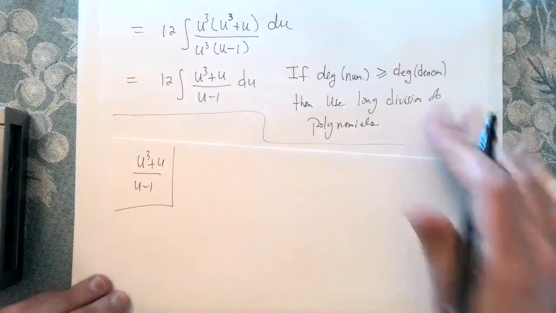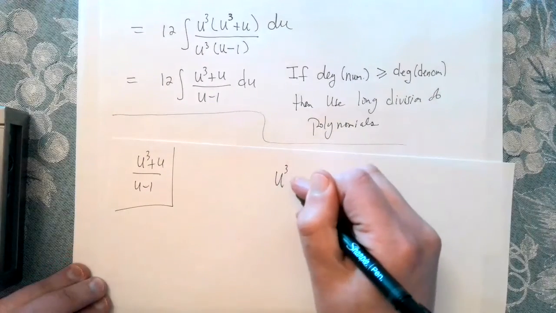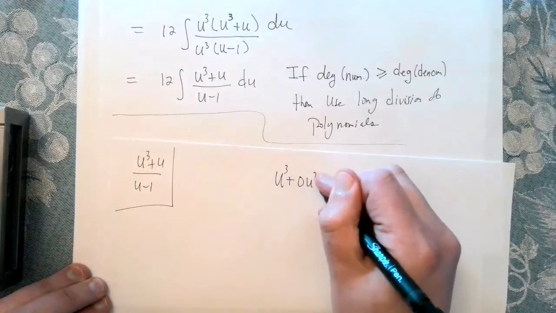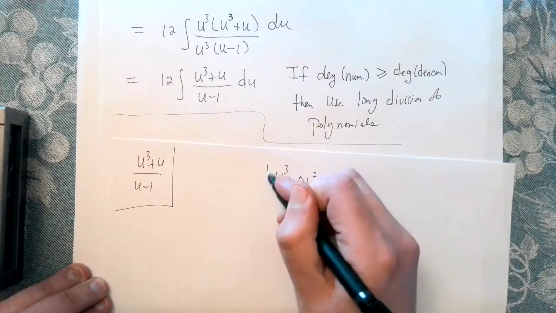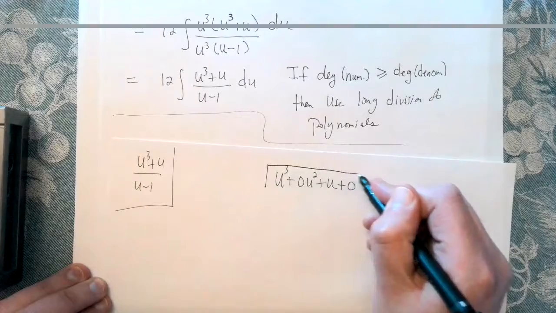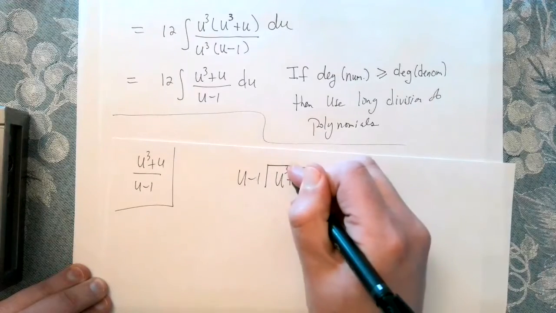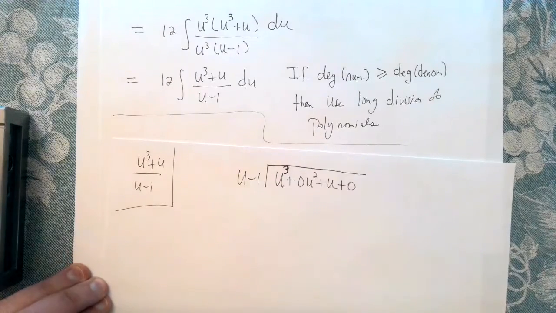Okay, so I'm going to put some placeholders in here. So I've got u cubed. I'd like a placeholder for the square term, and I'd like a placeholder for the constant as well. And that's divided by u minus 1. So that is cubed, isn't it? There we go.